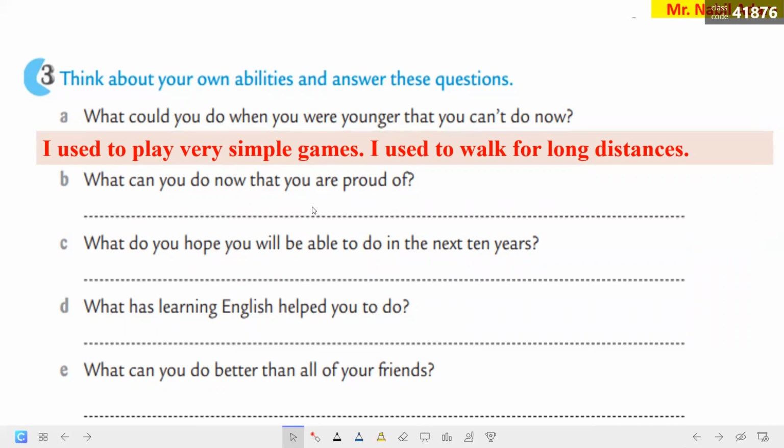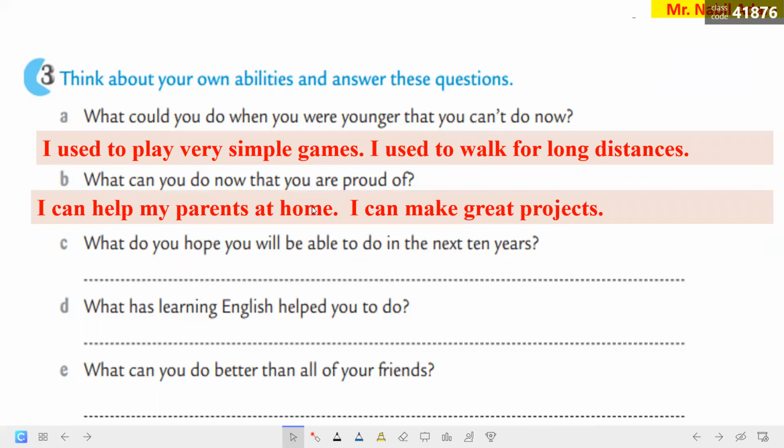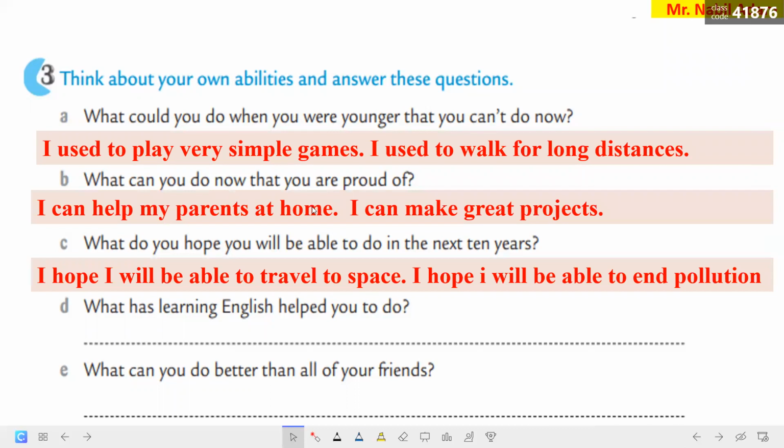What can you do now that you are proud of? I can help my parents at home. I can make great projects. I feel proud of it. What do you hope you will be able to do in the next 10 years? I hope I will be able to travel to space. I hope I will be able to end the pollution.